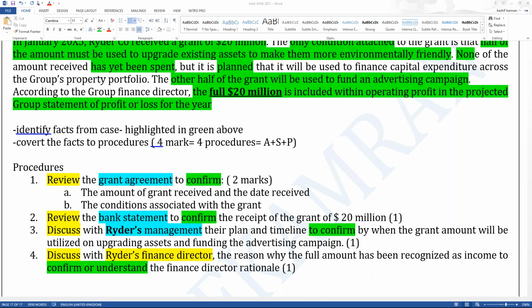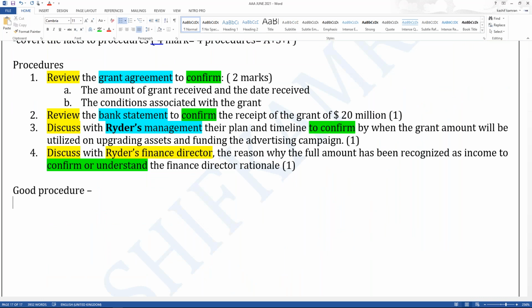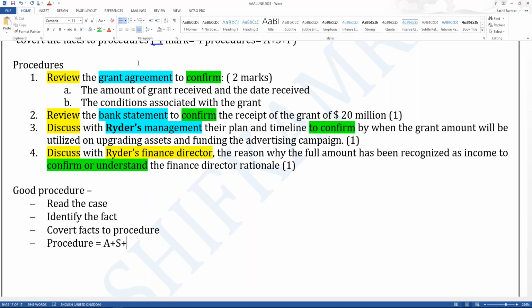So I hope you understand that when you are making a good procedure, it's so simple. Number one, you just quickly read the case. Number two, identify the facts and then convert facts to procedure. And when you're converting a fact to a procedure, remember A plus S plus P. Is that easy? No, colors are just for the classroom, right? Just to give you a track. There is an A, there is an S, there is a P. Obviously, you're not doing colorings in the exam paper. That's just for the classroom, right?